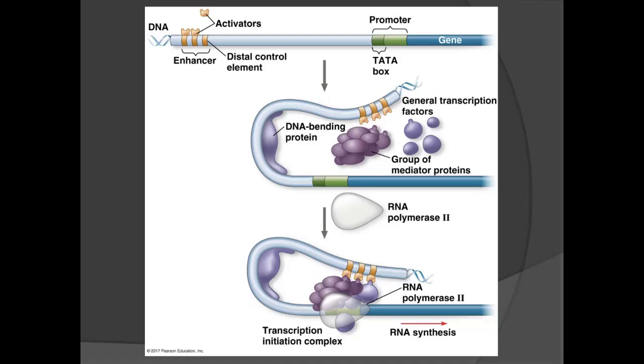Once the complex forms, RNA polymerase can locate the correct promoter region. Once it binds to the promoter, it can then access the genes of interest to start and initiate transcription and eventually translation.